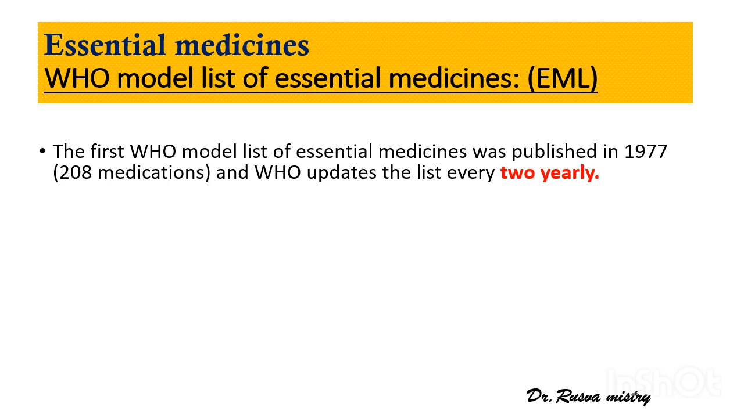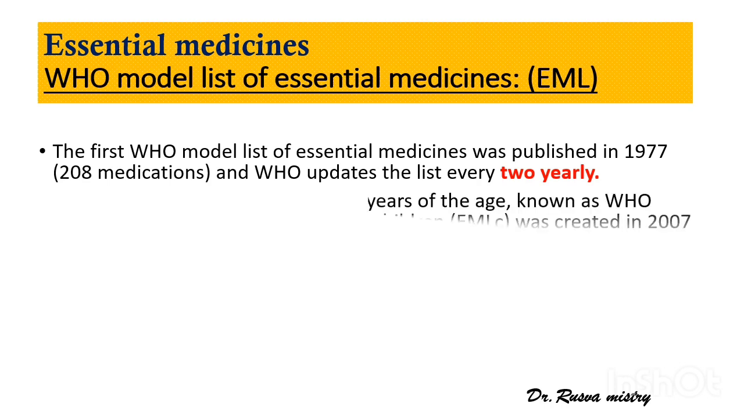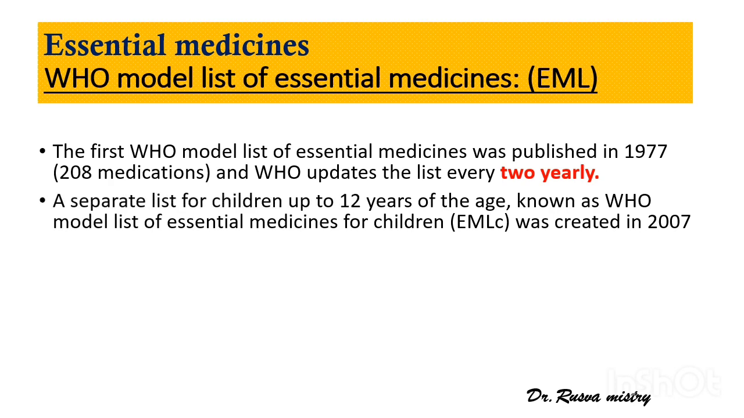The first WHO model list of essential medicines was published in 1977 with 208 medications, and WHO updates this list every 2 years. There is a separate list for children up to 12 years of age, known as the WHO Model List of Essential Medicines for Children, that was created in October 2007.